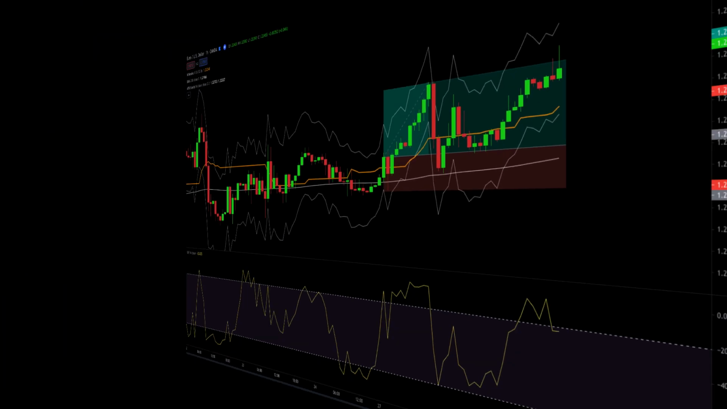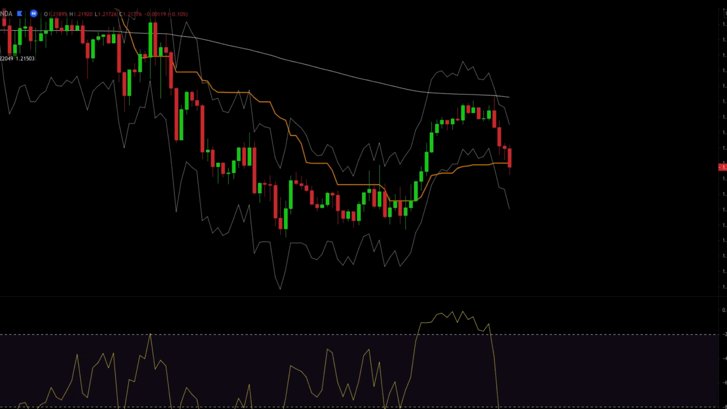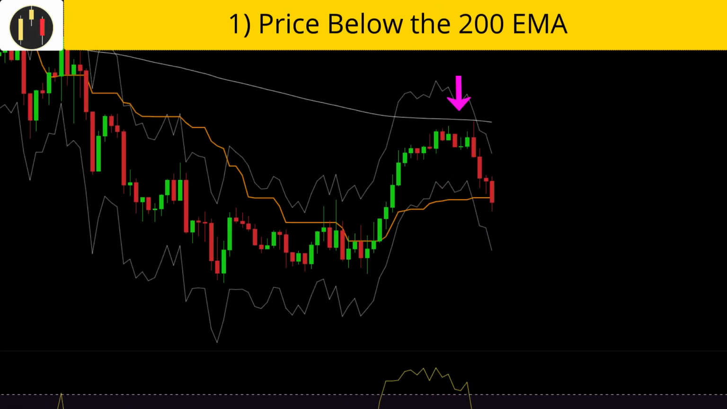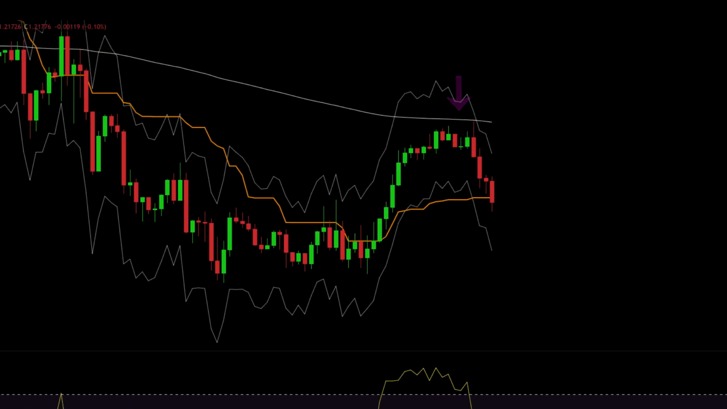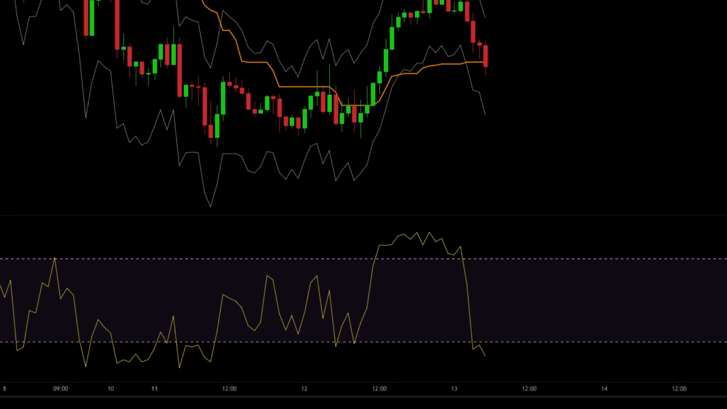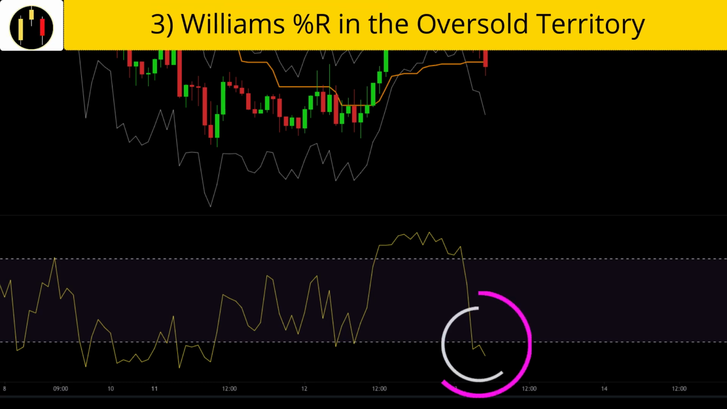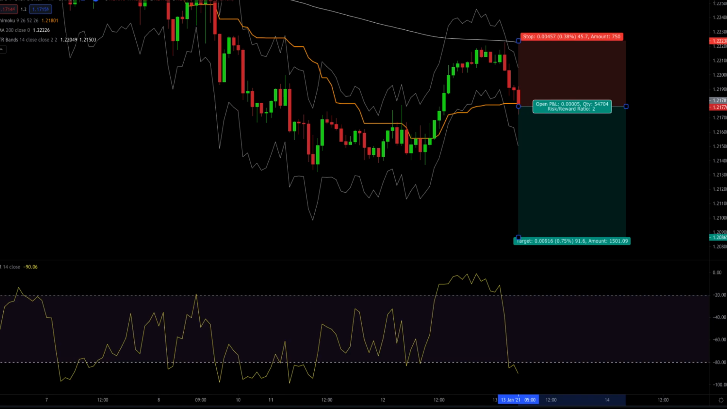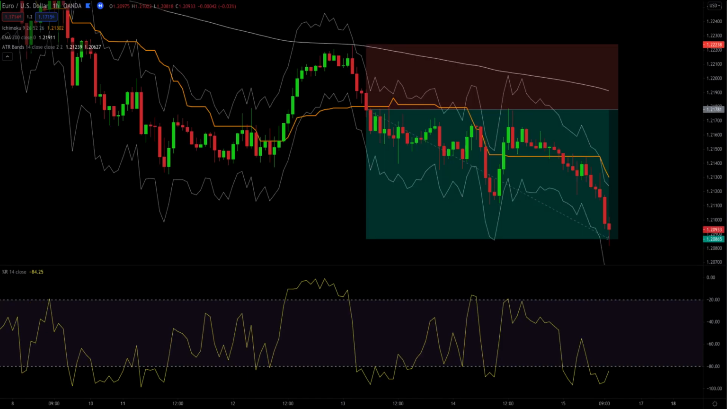Now we flip to shorts. This is what I will test for shorts. First, price to be below the 200 EMA. Second, price closes above and then closes below the Kijun-sen. Third, the Williams %R is in the oversold territory on the candle that closes below the Kijun-sen. We target 2 to 1, and this one hits 2 to 1.